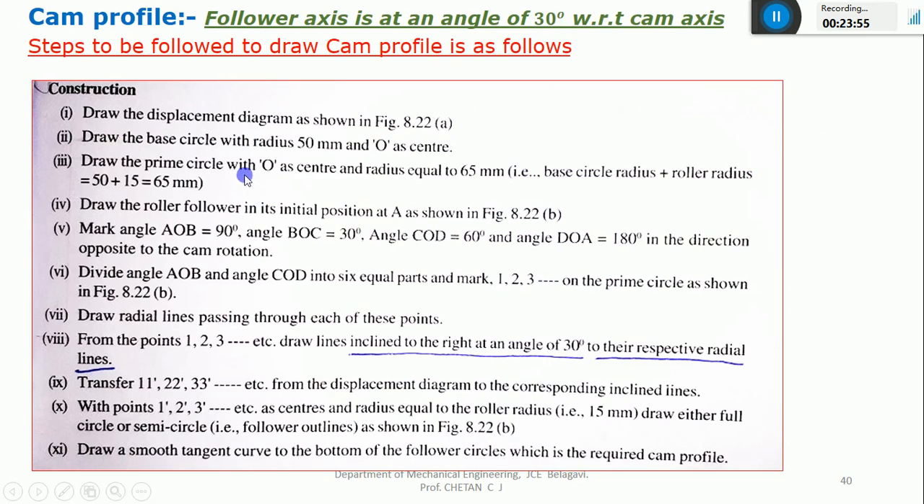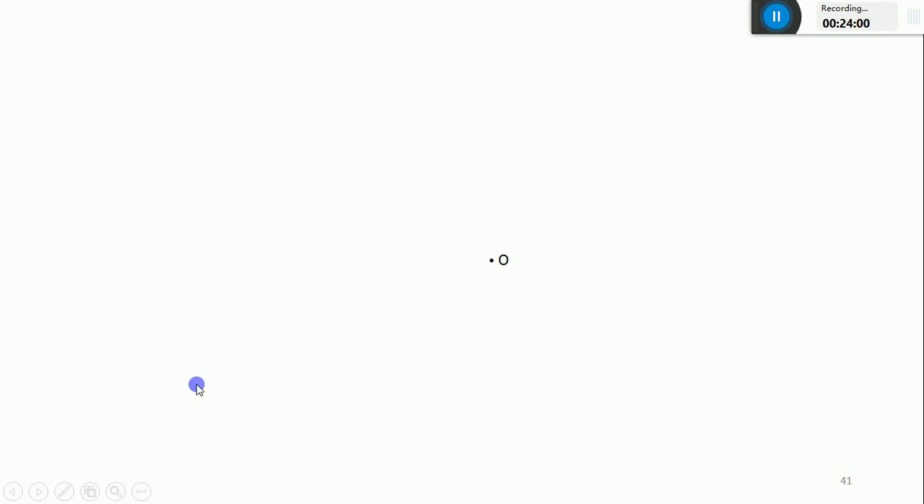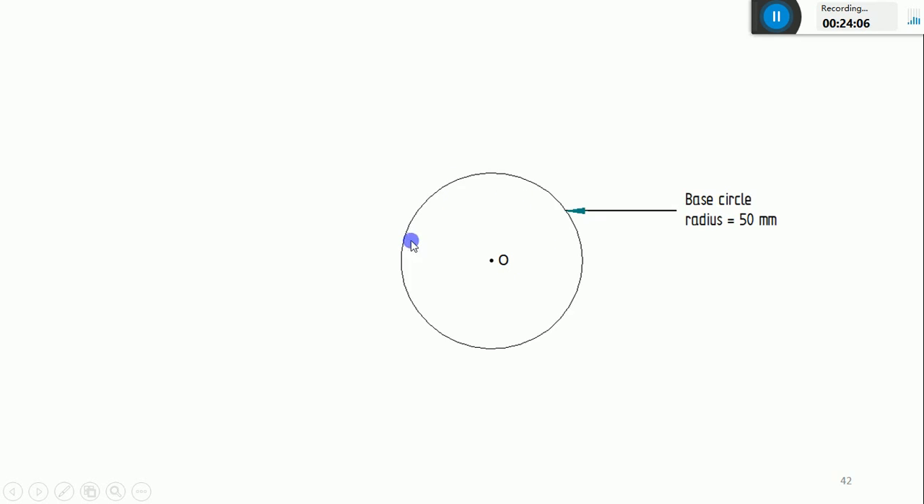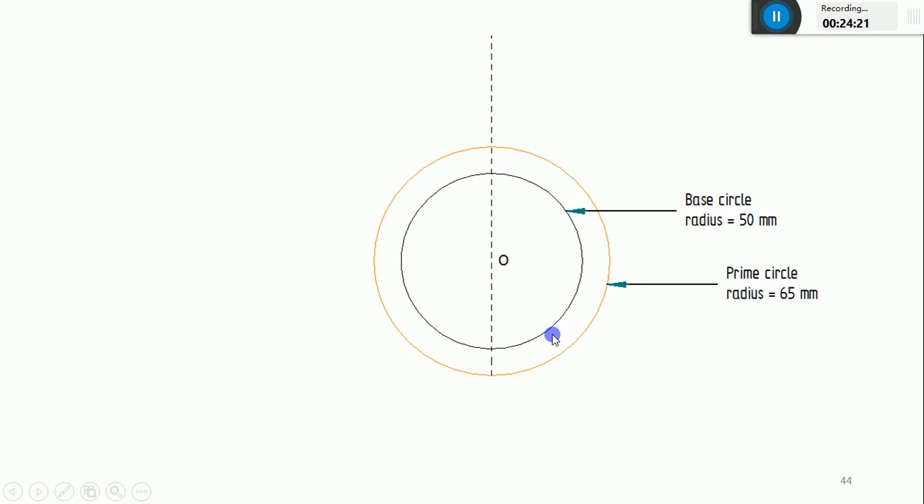These are the steps you can read out after the class. I'll follow the same steps. First, I'll indicate the center of the circle, that is O. After that, I'll draw the base circle, with a radius of 50 mm or 5 centimeters. And after that, I'll draw the prime circle also, with a radius of 65 mm or 6.5 centimeters, correct? And I'll indicate the axis of the base circle as well as the prime circle. This is the vertical axis.